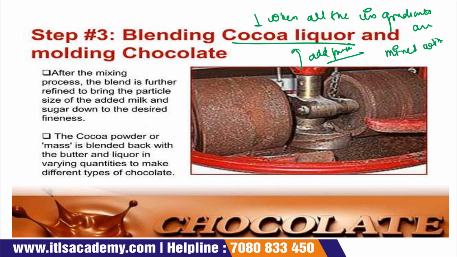Then after that, the cocoa powder or mass is blended back, and we mix it with the butter and liquor in varying quantities to make different types of chocolate. Okay, what is this cocoa powder? This cocoa powder or mass is blended back with the butter and liquor in varying quantities to make different types of chocolate.